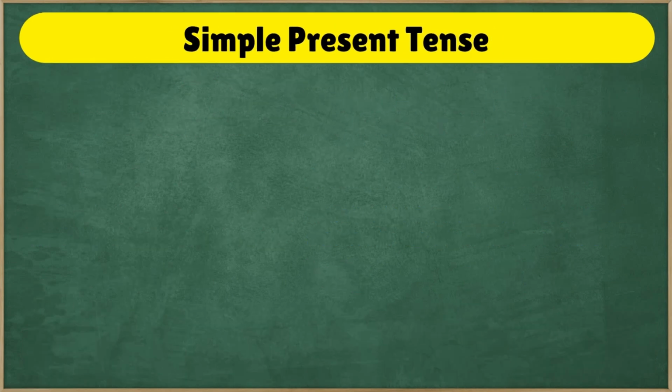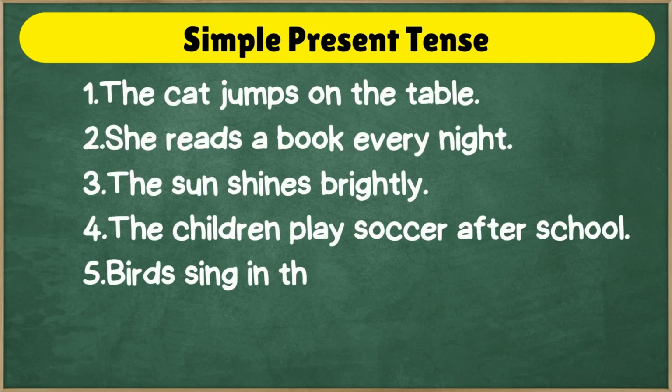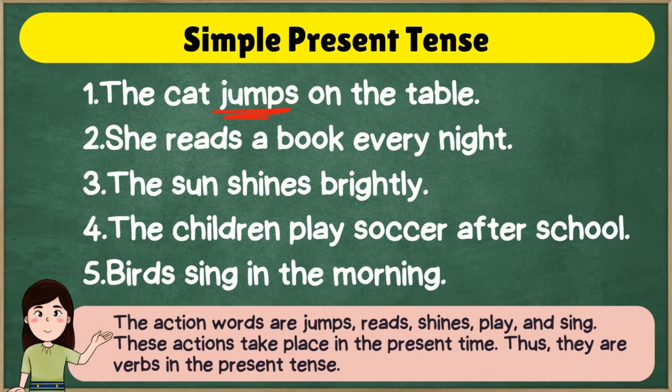Let us start with the simple present tense by reading these sentences. The cat jumps on the table. She reads a book every night. The sun shines brightly. The children play soccer after school. Birds sing in the morning. What are the action words in these sentences? Right, the action words are jumps, reads, shines, play, and sing.